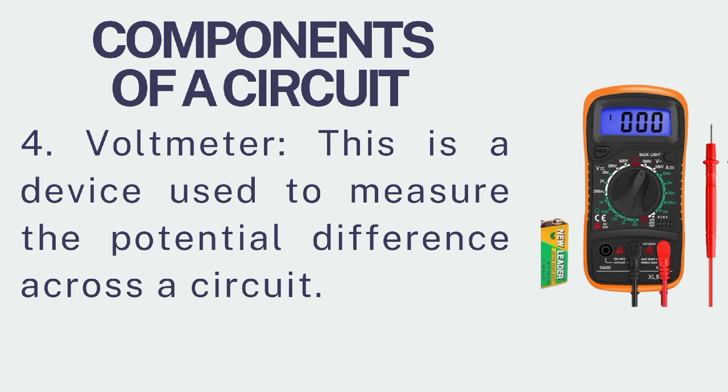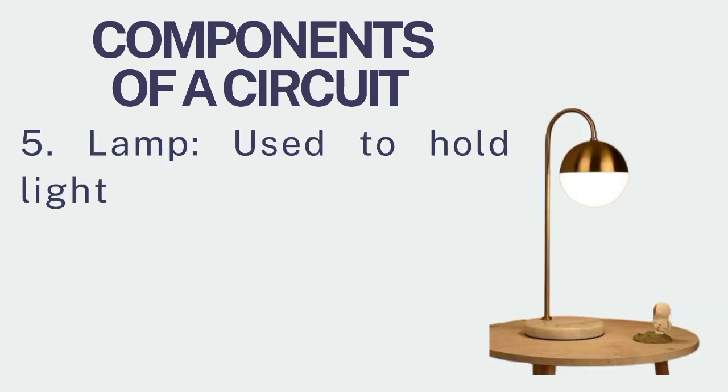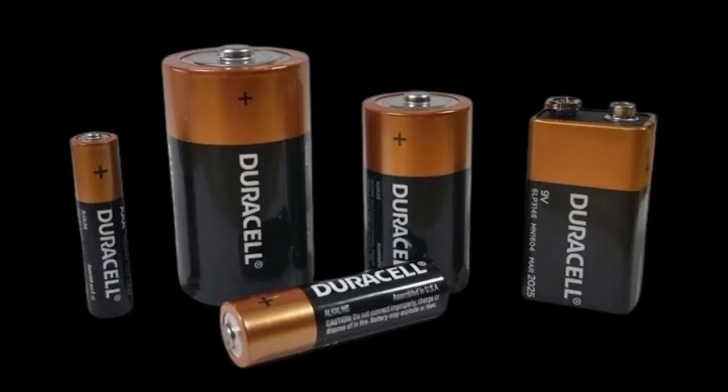Another important component is what we call a lamp. What your lamp does is that it holds light. And lastly, an important component of a circuit is batteries. Your battery is used to power the electric circuit. It's the source of energy. The source of electrical energy in a circuit is referred to as a battery or a cell.